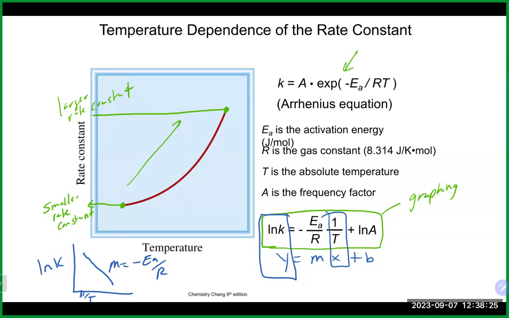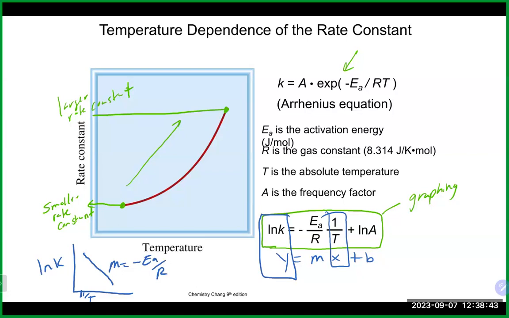Once again, I have a negatively sloping line, and that equals negative E_A over R, which means my activation energy should be negative and negative, which will give me a positive number when you take it off the graph. So when you do this, it'll give you a positive number.